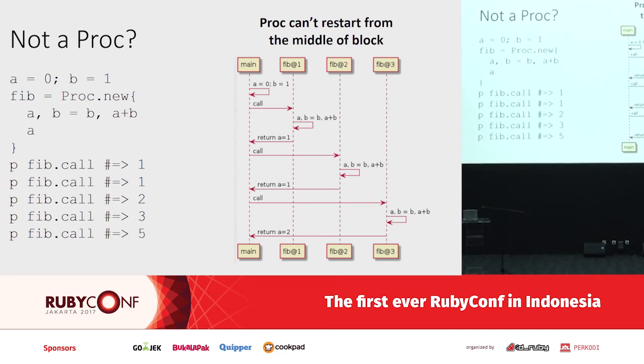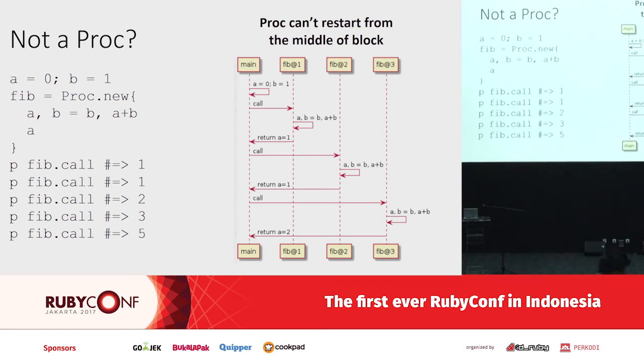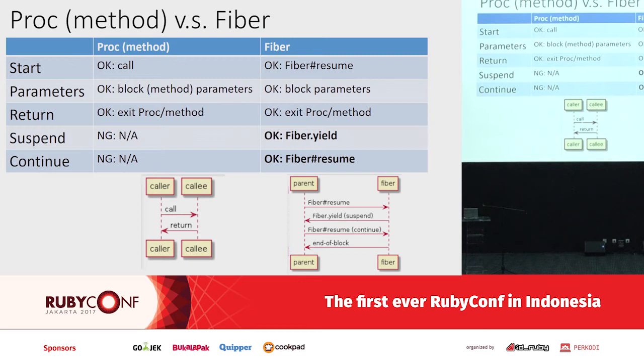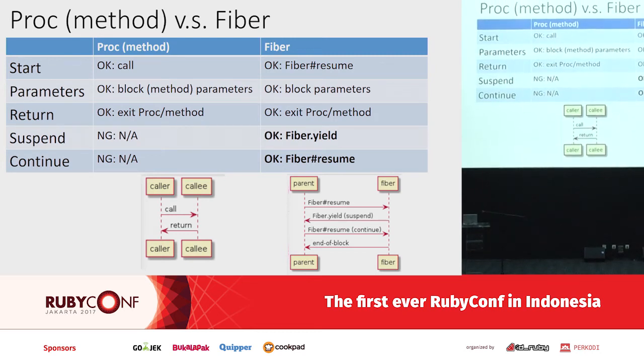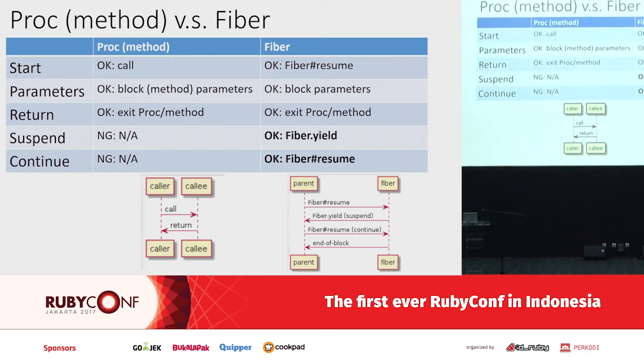It is similar to a proc, but a proc can only call and return. So this is different. Just after return, the proc needs to begin at the first again, call and return. But a Fiber can resume and a Fiber can suspend. So suspend and continue is the key point for Fibers.